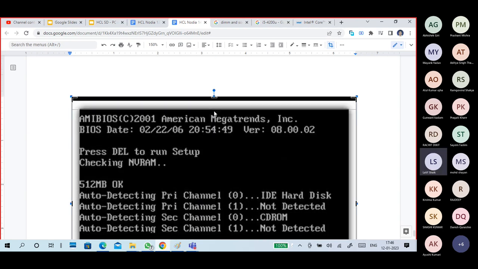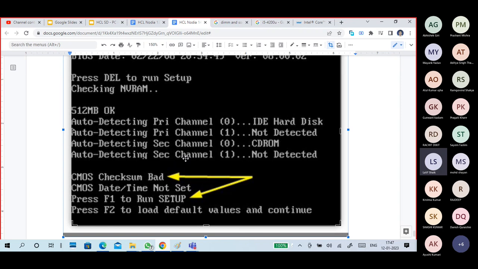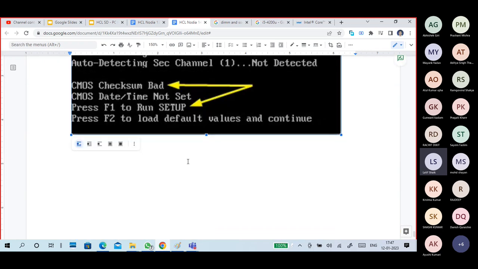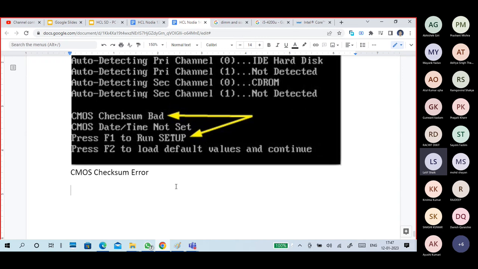What is this error? CMOS checksum error. CMOS checksum error means someone removed and reinserted your battery. Next, you got this error the first time and you went to BIOS settings and changed the settings. But you are getting this error every time you start your PC, even after changing the BIOS settings, today and tomorrow after shutdown and restart. So what to do?